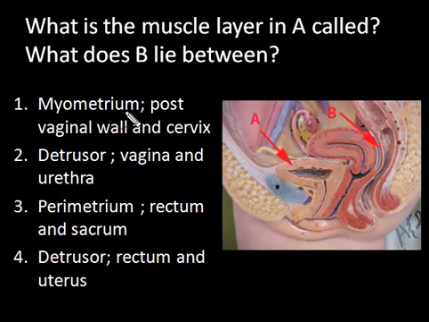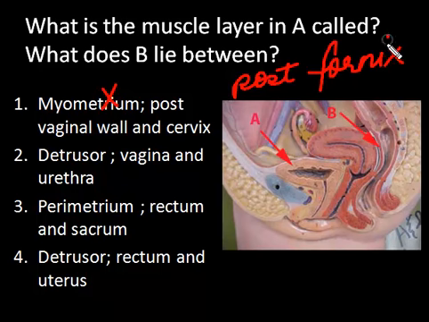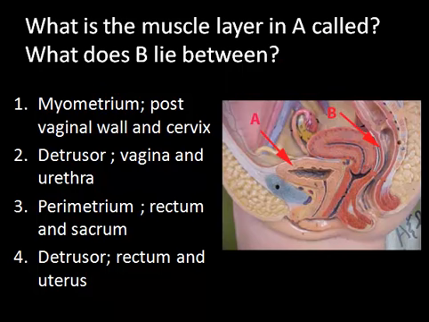The first one says myometrium, which is wrong, because myometrium is the muscle of the uterus, whereas this is pointing to the bladder. And the second part of the statement, which is what does B lie between, it says posterior vaginal wall and cervix. What lies between the posterior vaginal wall and cervix is something known as the posterior fornix, and very often students make a mistake between the fornix and the pouch of peritoneum.